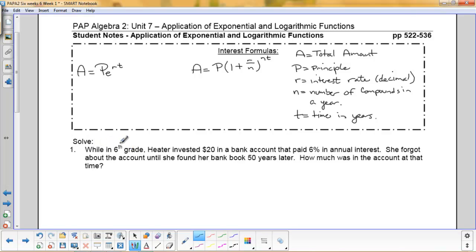Okay, while in 6th grade, Heather, she wants to invest $20 in a bank account, paying annual interest. The reason I'm focused on that is that that is where your N comes from. She has a term here of 50 years, and we need to know how much is going to be in the account. So she invested $20. That's your principal.